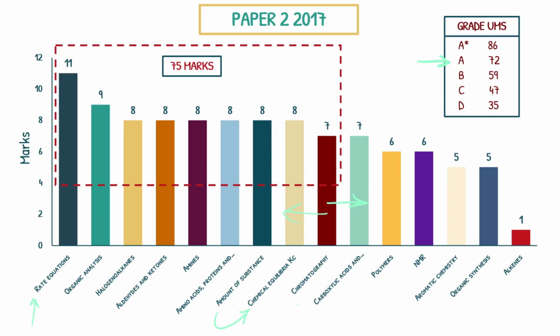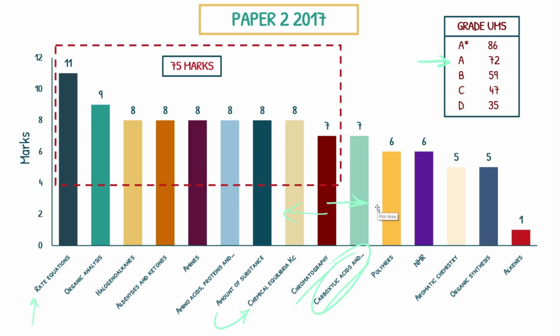Then next up we have chromatography. So this is its own topic, normally thin layer chromatography right at the end here. And then obviously this is both 7 marks here, so you could just change those up, whether you want to focus on chromatography or carboxylic acids and derivatives.